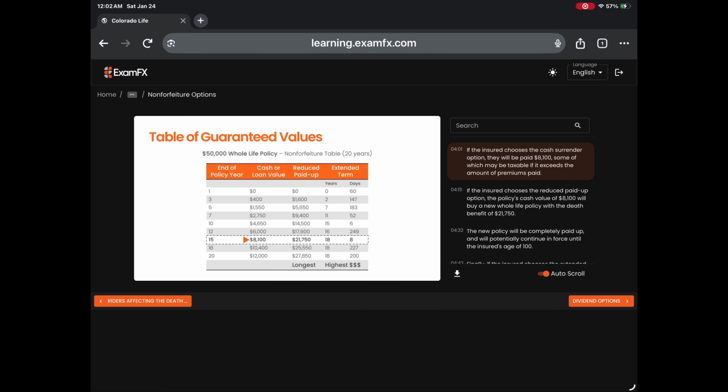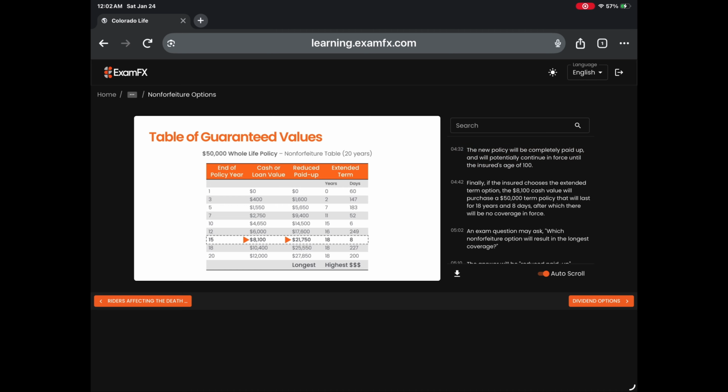If the insured chooses the cash surrender option, they will be paid $8,100, some of which may be taxable if it exceeds the amount of premiums paid. If the insured chooses the reduced paid up option, the policy's cash value of $8,100 will buy a new whole life policy with the death benefit of $21,750. The new policy will be completely paid up and will potentially continue in force until the insured's age of 100.